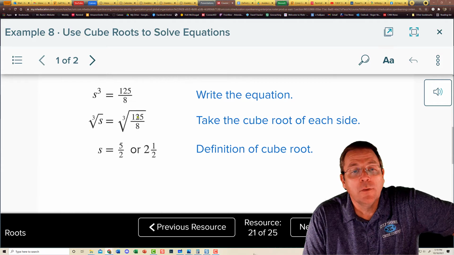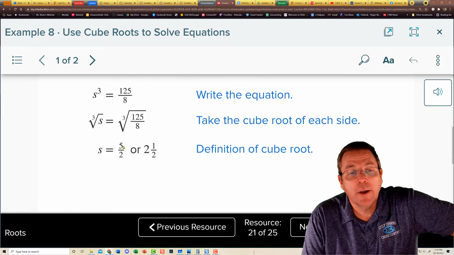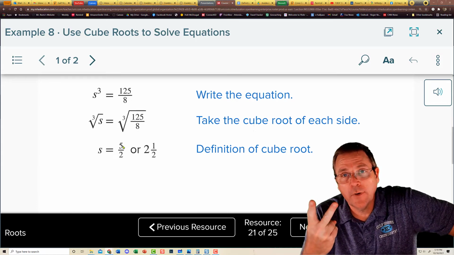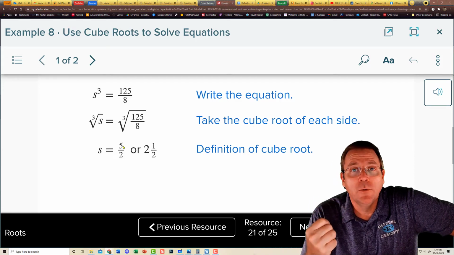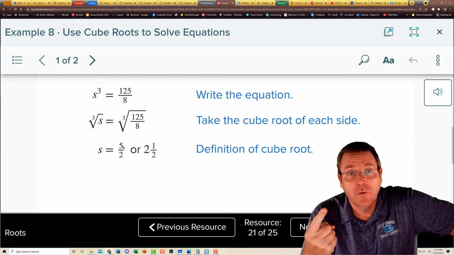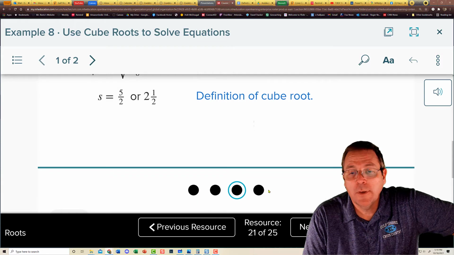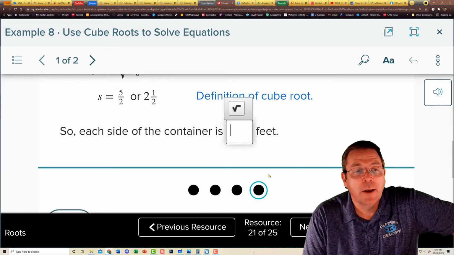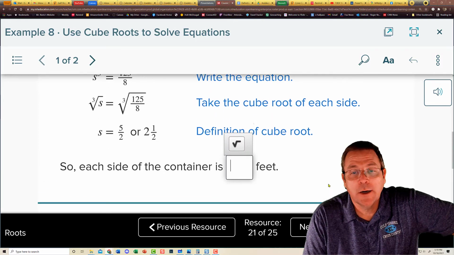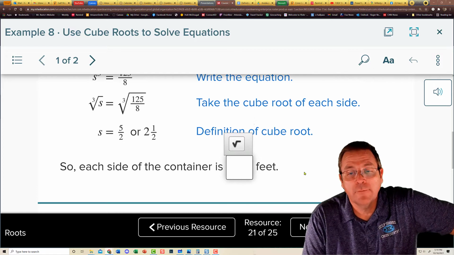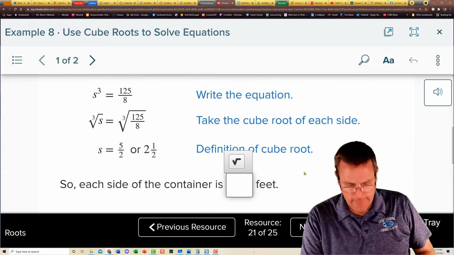And from there, the cubed root of 125 is 5, because 5 times 5 is 25, times 5 is 125. The cubed root of 8 is 2, because 2 times 2 is 4, times 2 is 8. And of course, 5 over 2, that's the same thing as saying 2 1/2. And you could therefore say each side of the container is 2 1/2 feet, but I'm not going to type that in there.